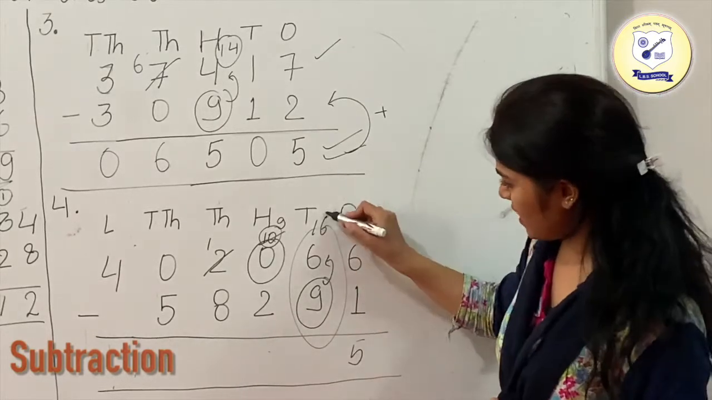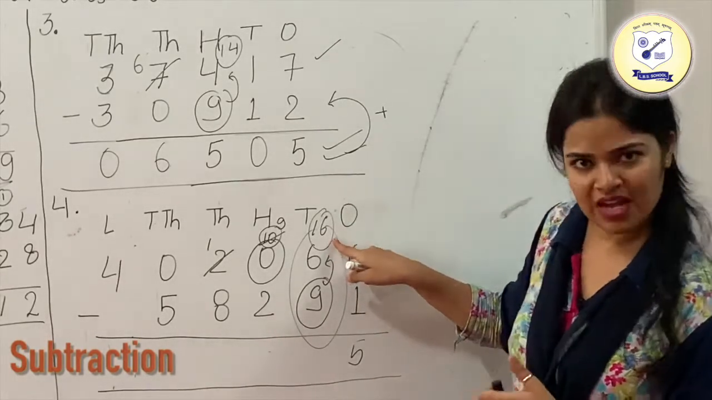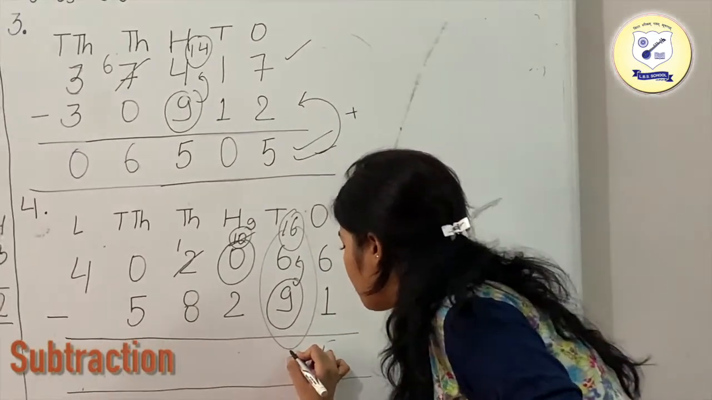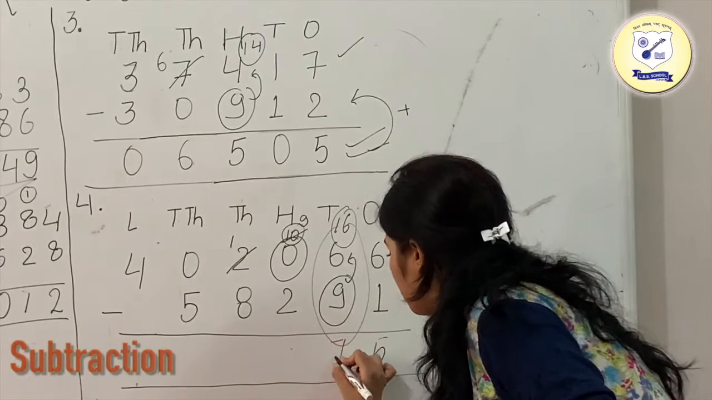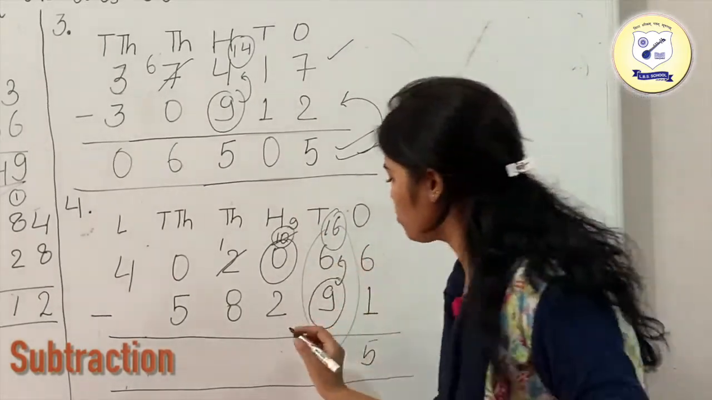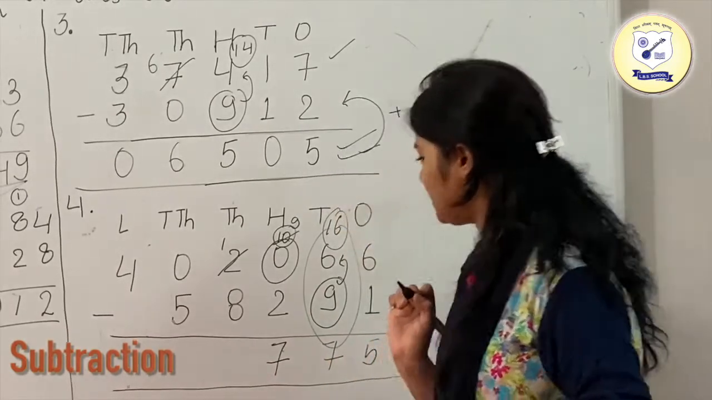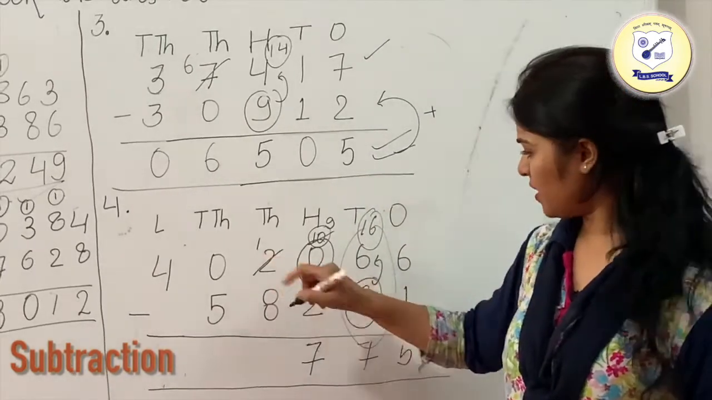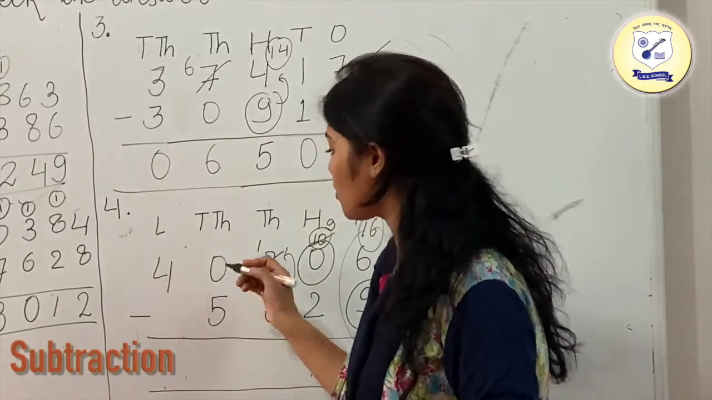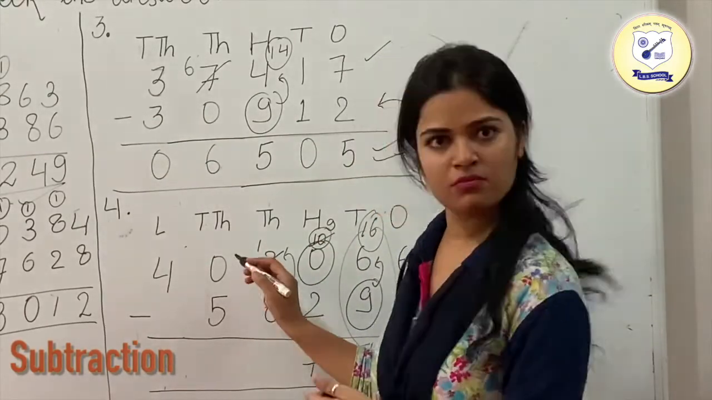So now, as you can see, this number has become larger than the 9. So we will subtract 9 from 16. So this would become your 7. Okay. Now we are having 9 minus 2, which is again 7. We are having 1 here. We cannot subtract it from this. So we will again borrow a number from 0.